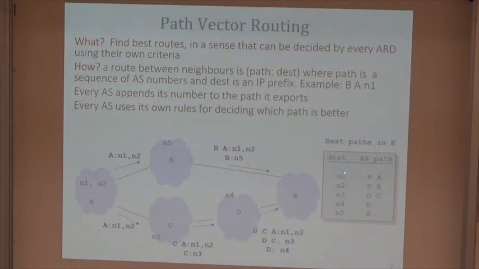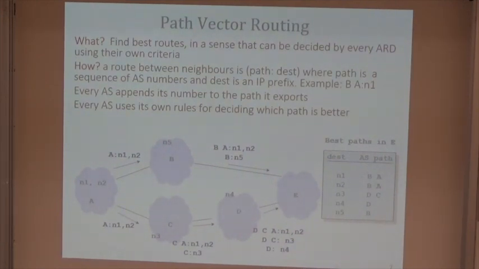For example, to N1, here it has chosen BA. So it thinks this one is less good, perhaps because E is applying a rule that says, I prefer the path that has the smallest number of ASs, the shortest path in number of ASs. Of course, counting the number of ASs might not be at all the same as the true length of the path. Perhaps those ASs are very small, there's just one or two routers in each of them.